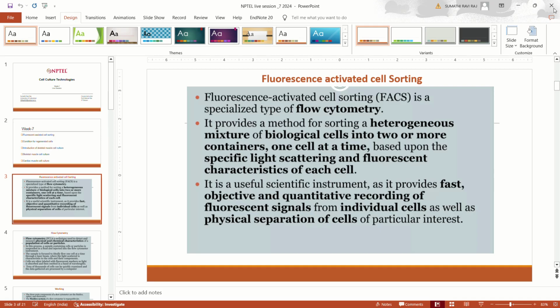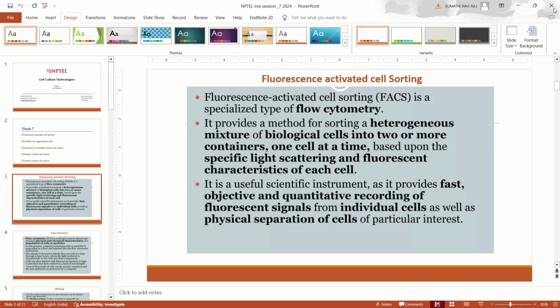So a heterogeneous mixture of biological cells into two or more containers. Along with detecting it as that cell, it will also sort that cell into a particular container. And this will be done one cell at a time. So single cells are very important.